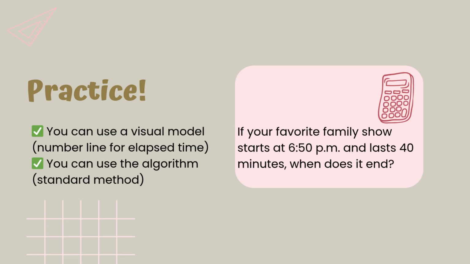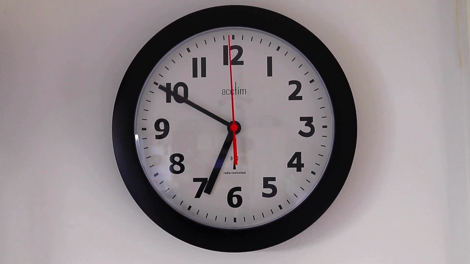Let's practice. You can use a visual model, like a number line for elapsed time, or use a standard algorithm, such as adding or subtracting time. Now, if your favorite family show starts at 6:50 p.m. and lasts 40 minutes, when does it end?